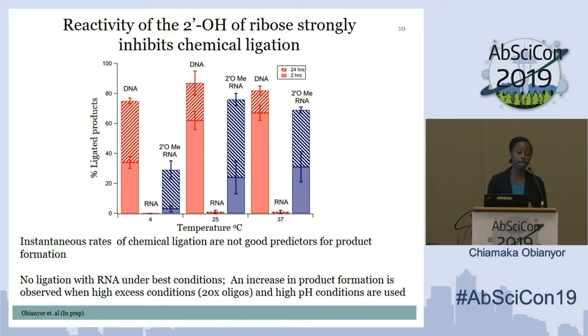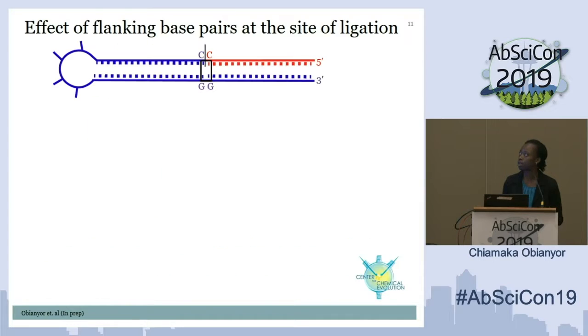If you also increase the pH of the reaction, you can get some products formed. But in both those cases, the maximum product that you get is only about 20%. Whereas in our best conditions for DNA and 2' O-methyl, you get up to 80–90% product formation.